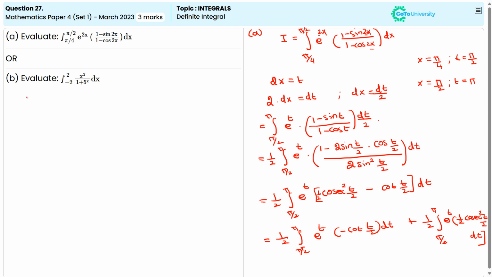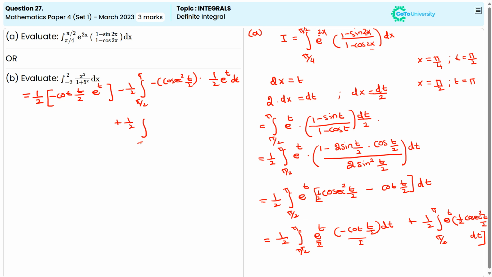So if we simplify this further by using the ILATE rule, we are going to integrate by parts. So let us take minus cot t by 2 as the first part and the exponential function as the second part. So we are going to apply integration by parts. So we get 1 by 2 into minus cot t by 2, the first part as it is, into e power t, minus 1 by 2 integration from pi by 2 to pi of minus cosecant square t by 2, which is the derivative of the first part, into 1 by 2 e power t dt, plus 1 by 2 integration from pi by 2 to pi, e power t into 1 by 2 cosecant square t by 2 into dt.